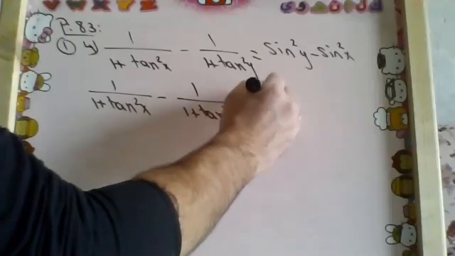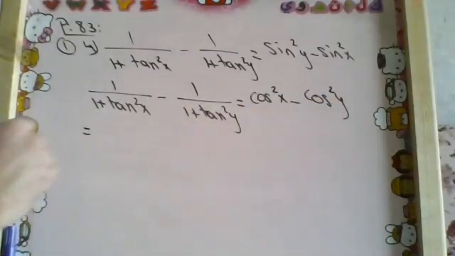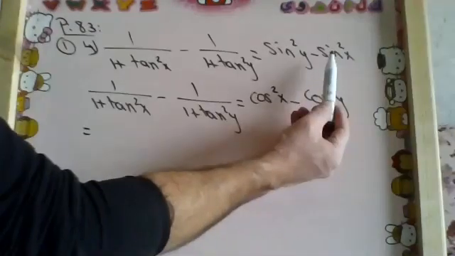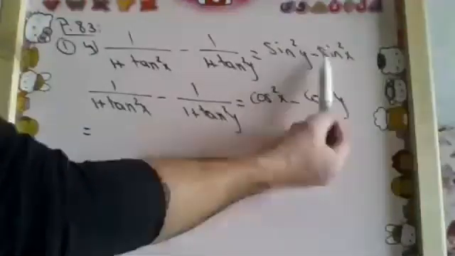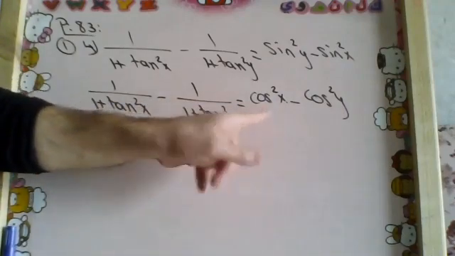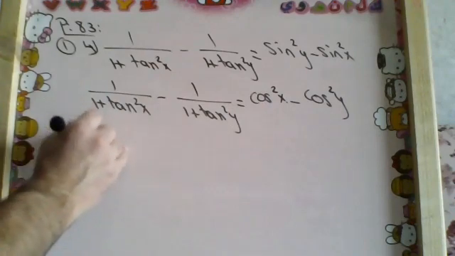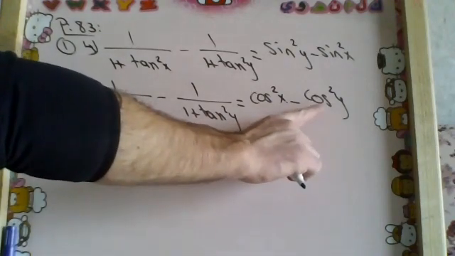So cosine squared x minus cosine squared y. We know that cosine squared x is equal to 1 minus sine squared x. Because here you have sine squared x, on the right side we have sine squared x. Here you got cosine squared x. So you have to change this cosine squared x, of course using the identity. Cosine squared x is 1 minus sine squared x. The same idea for cosine squared y.